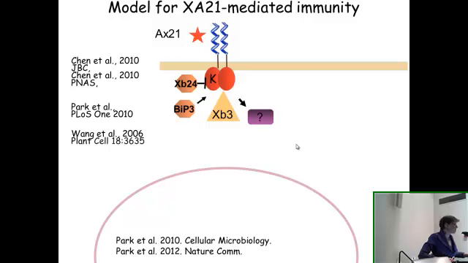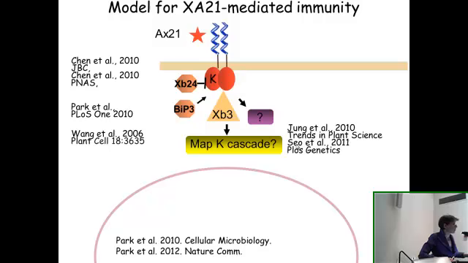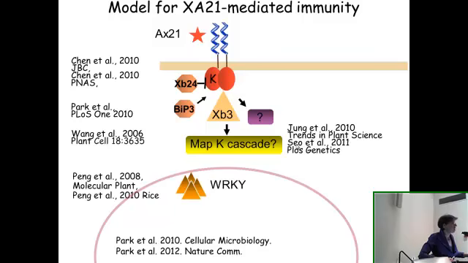response. XA21 signals through XB3, which is a ring finger ubiquitin ligase. We believe it's analogous to TRAF6 in the human innate immune response. There's ample suggestions that there's a MAPK kinase involved, and we know that XA21 signals through a subgroup of WRKY transcription factors. And so for animal biologists, animals do not have WRKY transcription factors. Plants do not have NF-kappa B transcription factors. So we can think about these WRKY transcription factors as the animal counterparts to NF-kappa B.